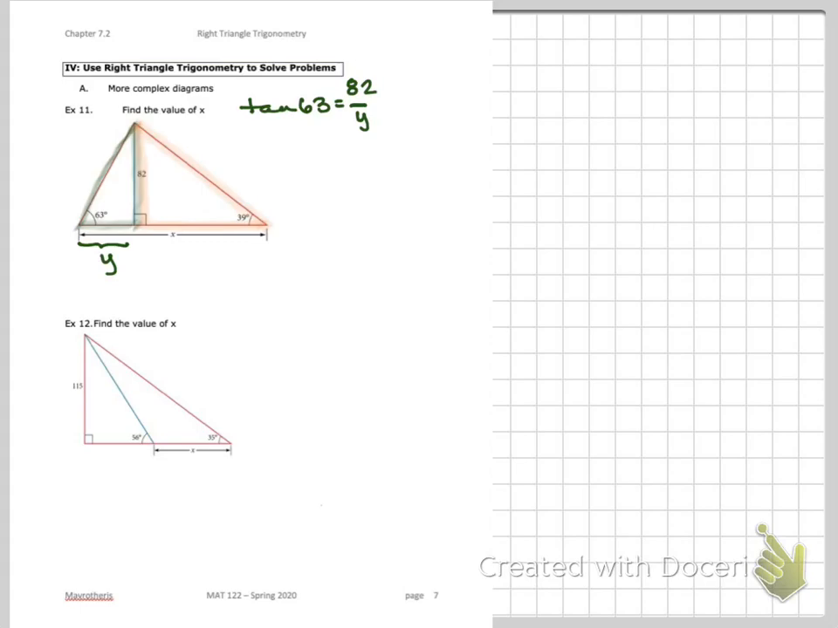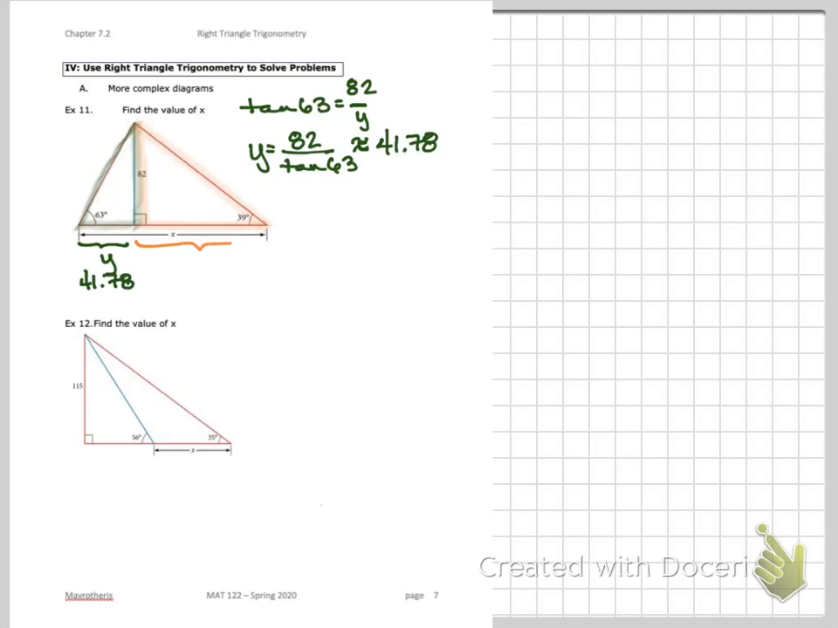I need to get that y out of the denominator, so I'm going to multiply both sides by y and divide by the tangent of 63 on both sides. We've done that before. And we get 82 divided by tangent of 63, if I round that to two places, 41.78 approximately. You notice here there's no labels on the 82, so I'm not worried about a label on this, but I am going to write it down here so I don't forget what I'm doing. Would not be the first time.